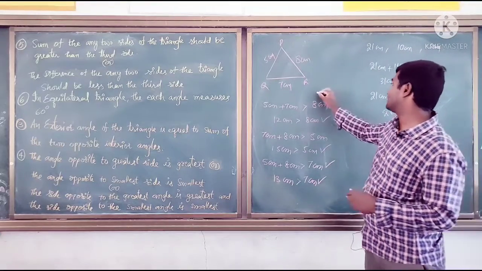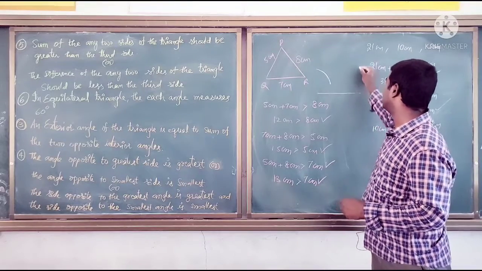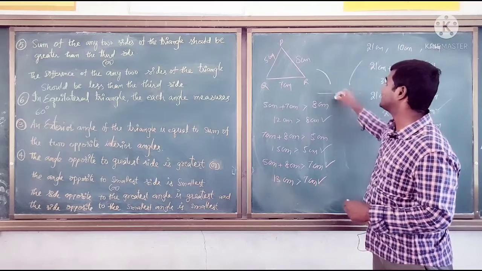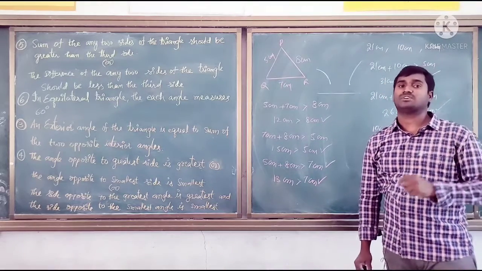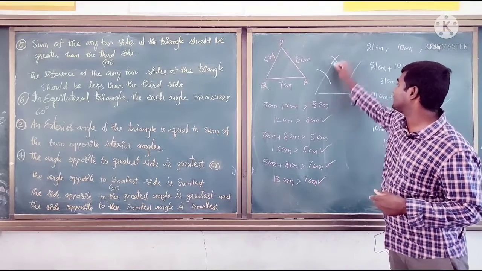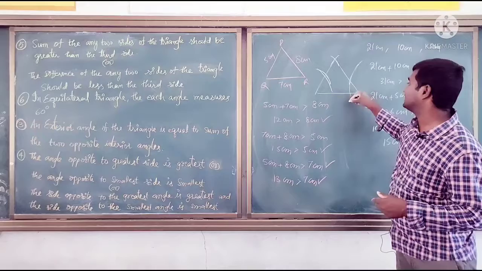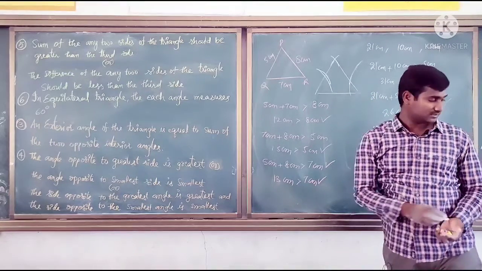If you construct it, one arc like this will come, one arc like this will come, and they won't intersect. Then it cannot form a triangle. If these two intersect, we can join like this. If these two do not intersect each other, then we cannot form a triangle. Yes, like that.